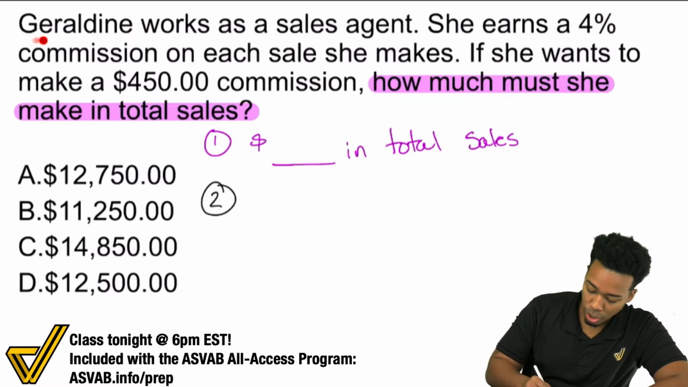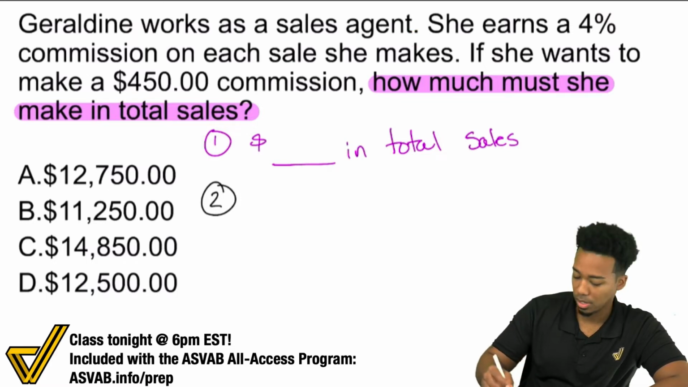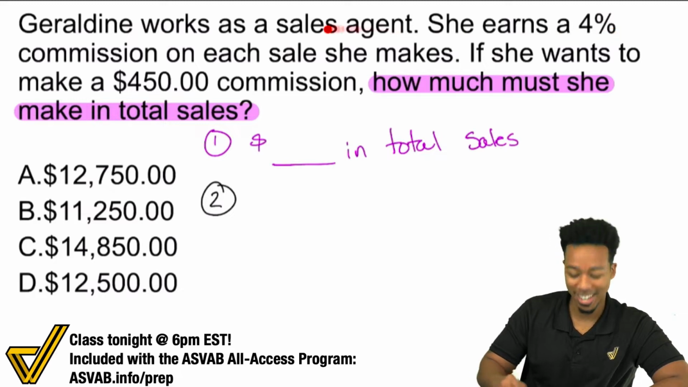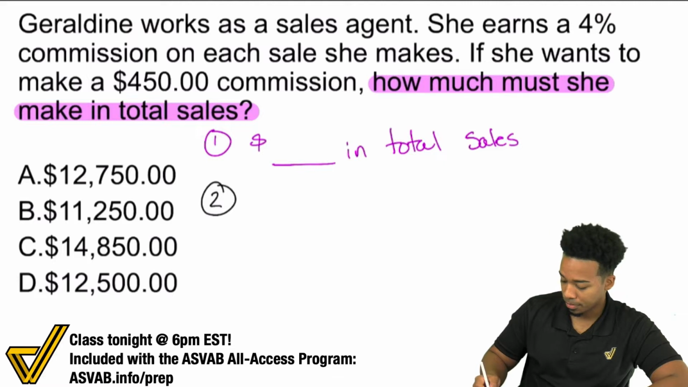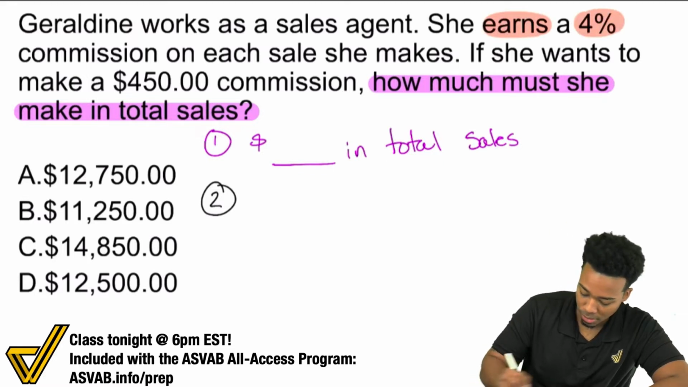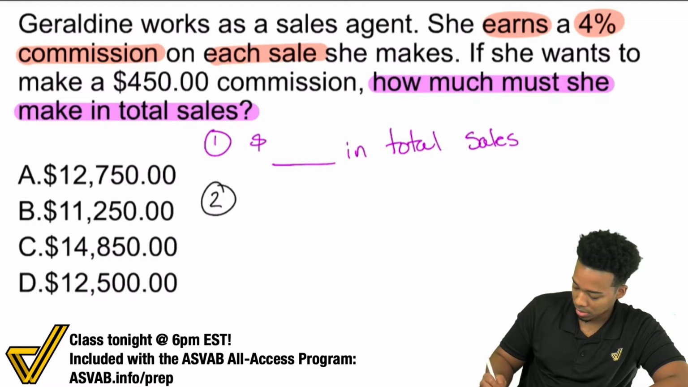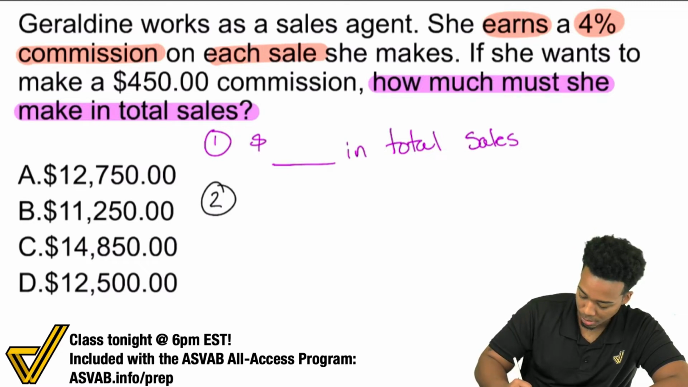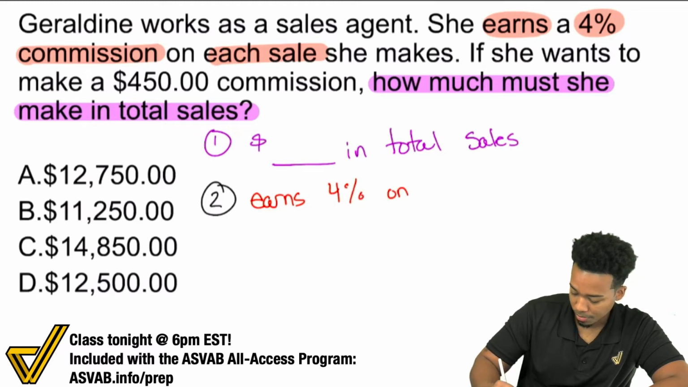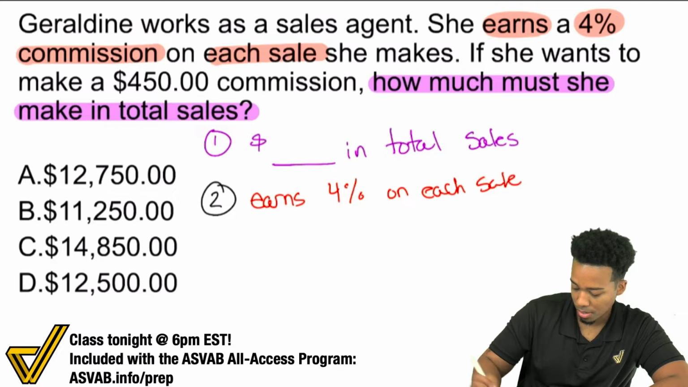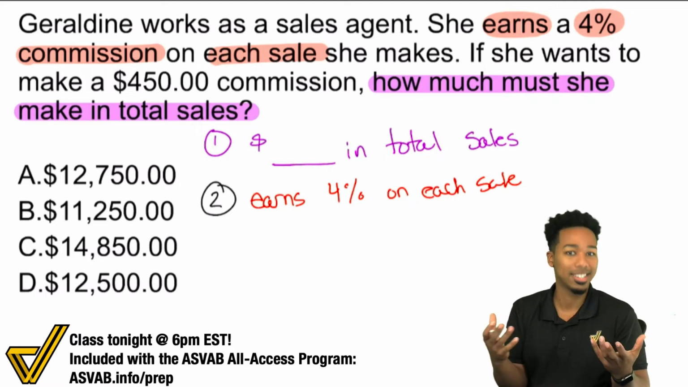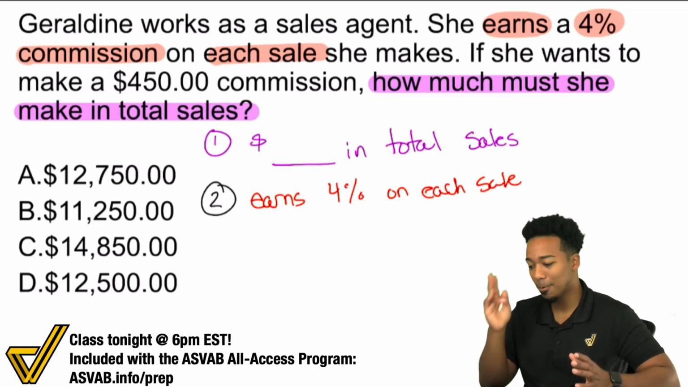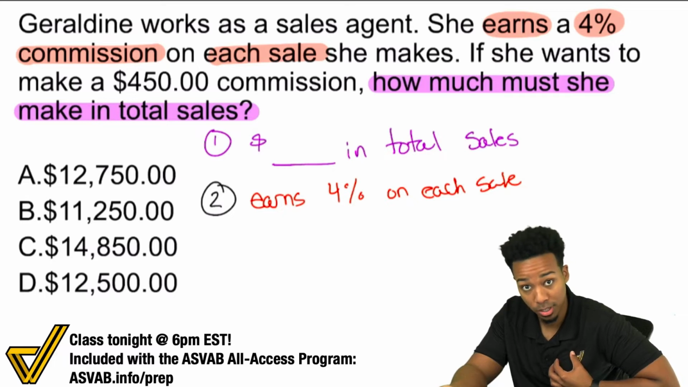Here we go. Geraldine works as a sales agent. Okay, thanks for the context. She earns a 4% commission on each sale she makes. That's important, so let's highlight that. Earns 4% commission on each sale. So Geraldine earns 4% on every sale. If there's a sale, you multiply that by 4%, and that's going to be her commission. That's one of the hints of the problem. So we make a sale, multiply that by 4%, and we'll get the commission.